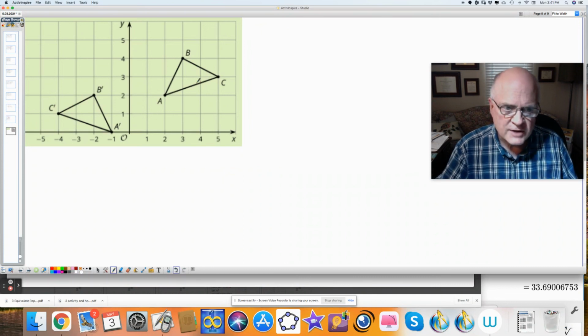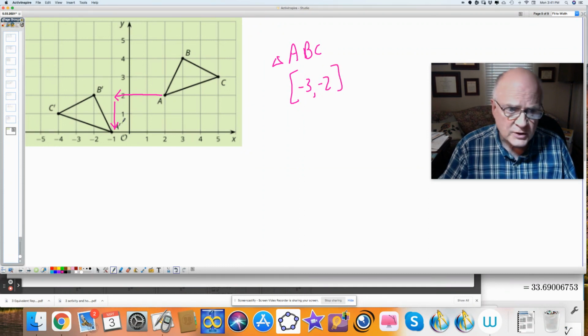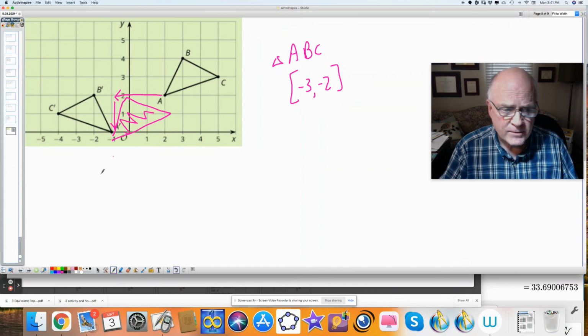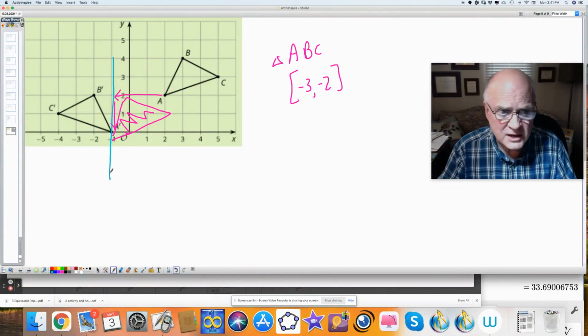One is if I use a vector, directed line segment, I'm going to go 3 in the negative x direction, 2 in the negative y direction. So I'm going to translate ABC, triangle ABC, by vector -3, -2. That's going to put it right here. The next step would be to reflect it. We'll reflect it across what? Across the middle, right there, this line right here.